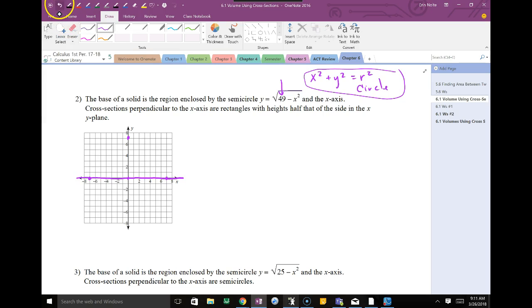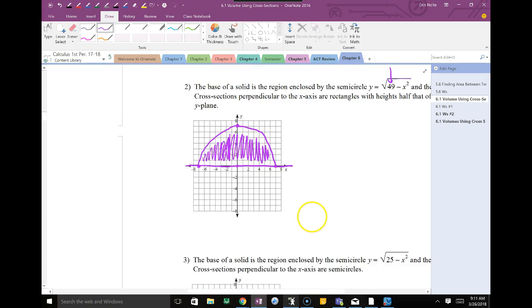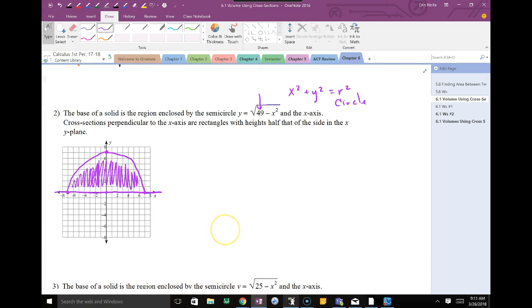So that's why, since it's only a positive square root, it's only the top half. Yeah, square root of 49.